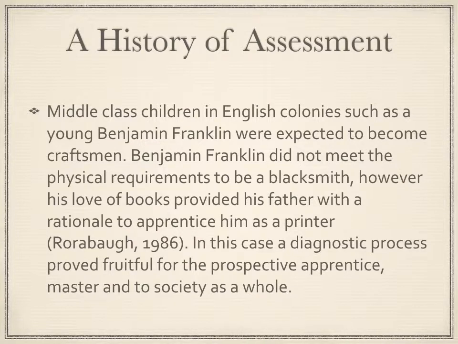So as an example, Benjamin Franklin, very famous man in America, famous scientist involved in lots of very key parts of American history. He was actually expected to become a blacksmith, and a diagnostic assessment basically showed that he was not really up to being a blacksmith, but his love of books allowed him to get apprenticed to a printer, in which case he became much more learned, and in terms of his contribution to society, much bigger because of that diagnostic assessment than if he'd become a blacksmith.